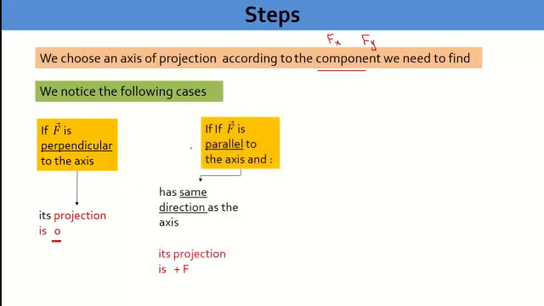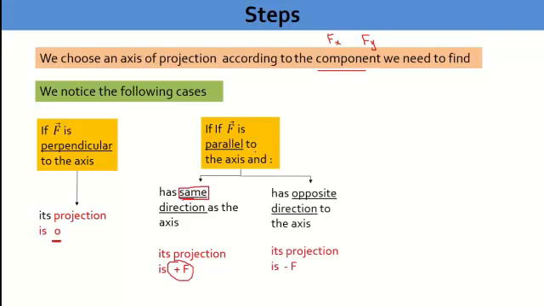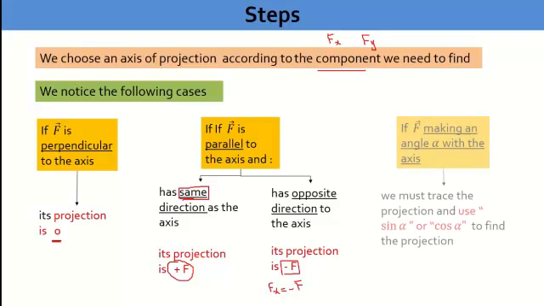Second, if the force is parallel to the axis, we have two cases. If it's parallel with the same direction, its projection will be positive F. And if it's parallel but in the opposite direction, its projection will be minus F. When I say its projection, this means, for example, Fx will be equal to minus F if I'm finding it along the x-axis.